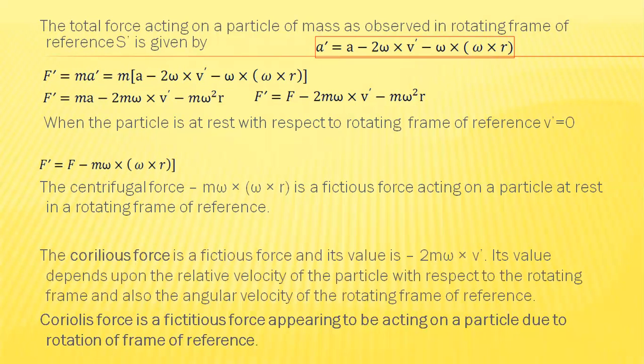What is Coriolis force? Coriolis force is a fictitious force appearing to be acting on a particle due to rotation of the frame of reference. In the video you have watched, when you placed an object on the rotating frame of reference, even without applying any external force on the particle, due to the rotation of the frame of reference with angular velocity omega, that particle falls down. Therefore, that force is called Coriolis force, which acts on the particle due to rotation of the frame of reference.